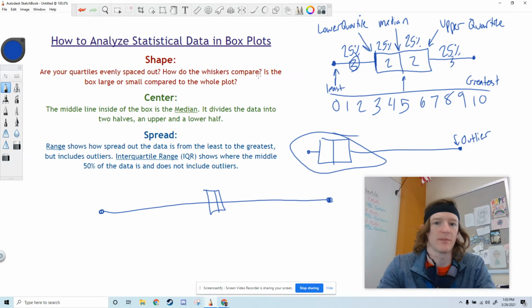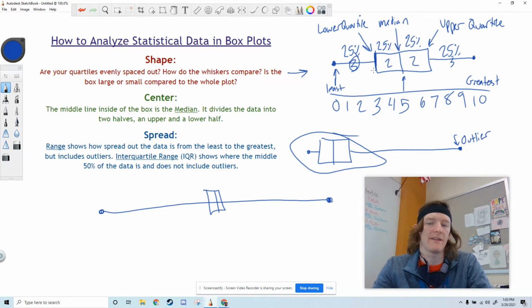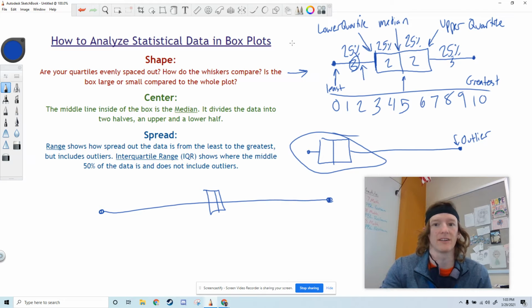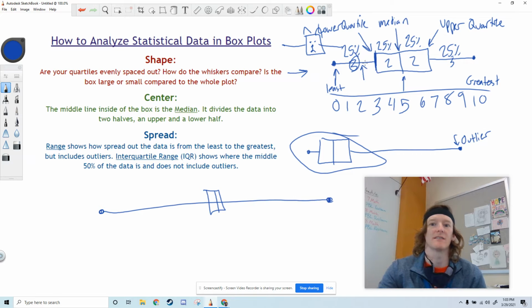How do the whiskers compare? Well, in this one we just randomly drew over here. We don't have any notable things about the whiskers. We'd probably say the whiskers are about the same. When I say whisker, that's this line. Think of a cat. It's got a whisker sticking out, a whisker sticking out. It's got a box here, so it's a little cat. His whiskers are sticking out to the sides. That's what these are called, and that's what I'm going to continue to call them. We've got a box in the middle and 2 whiskers.